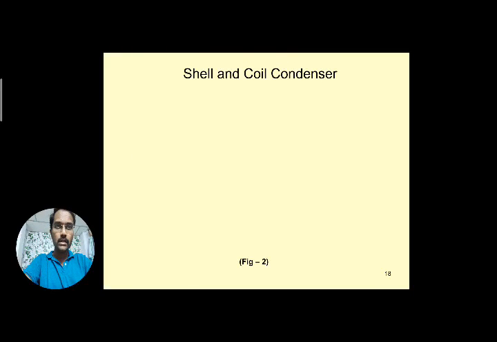So mostly this type of condenser can be used with a capacity of 2 tons to 100 tons. These shell and tube condensers can be employed. So this is regarding shell and tube condensers. Next, this is the first case, and the second case is shell and coil.